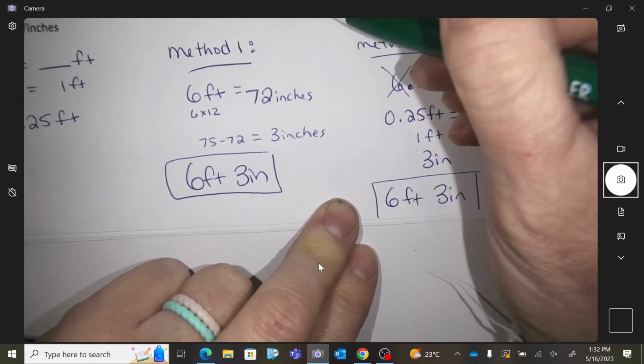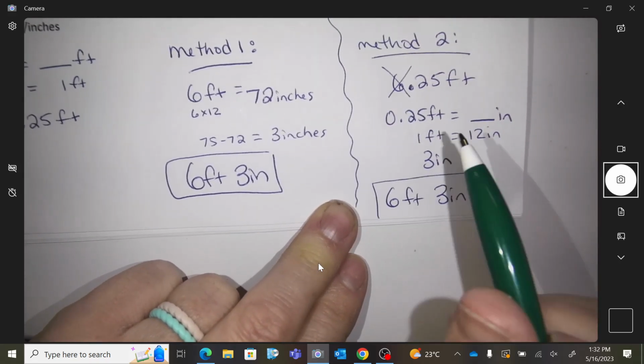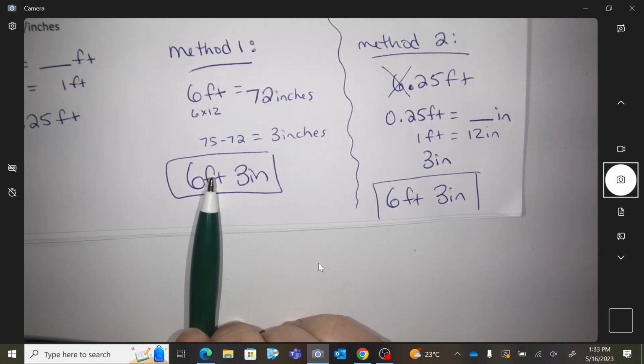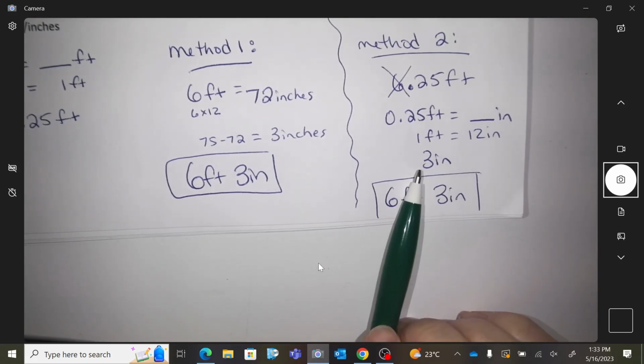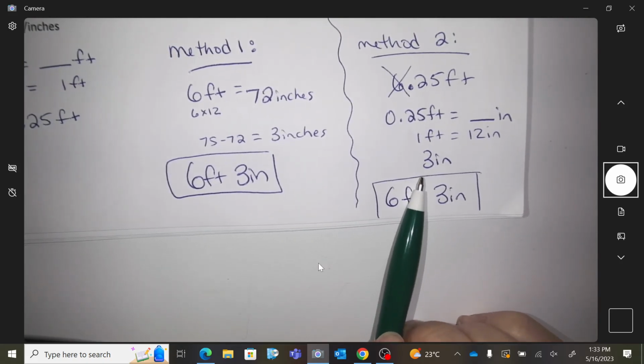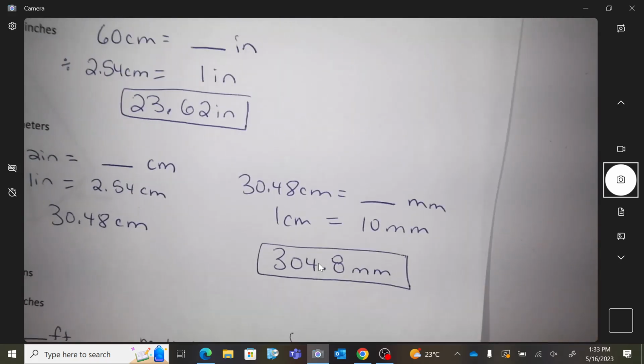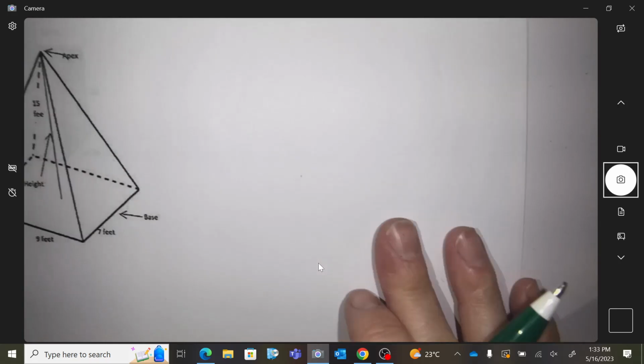Okay? Let's just see what kind of brains we have out there. How many people's brains said, ooh, I like method 1? How many people's brains were like, nope, I like method 2? Oh, okay, nice. Half and half. That's interesting. I'm a method 1 brain person.